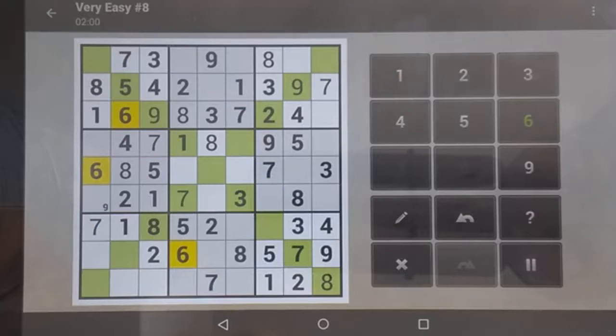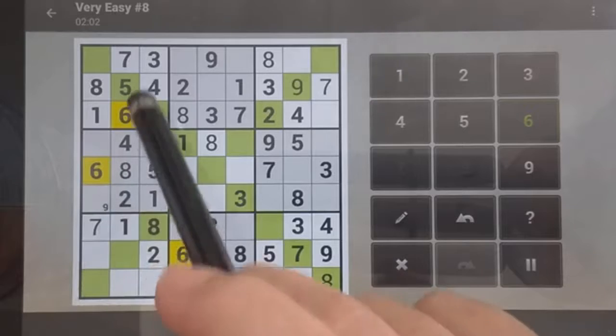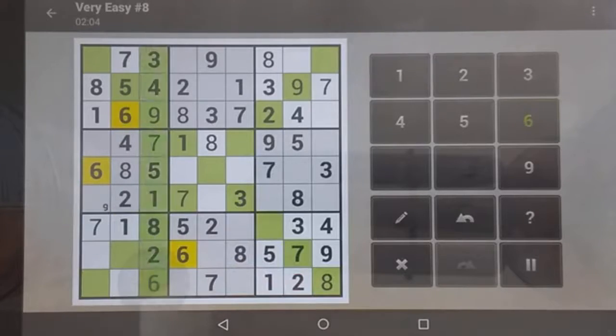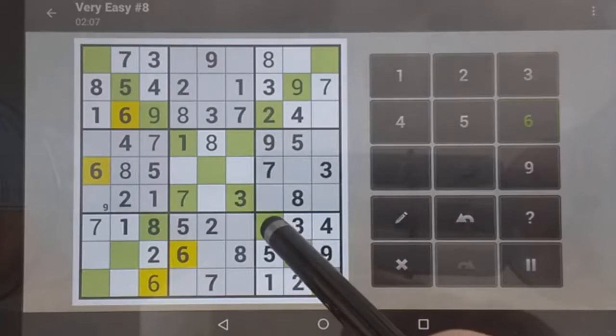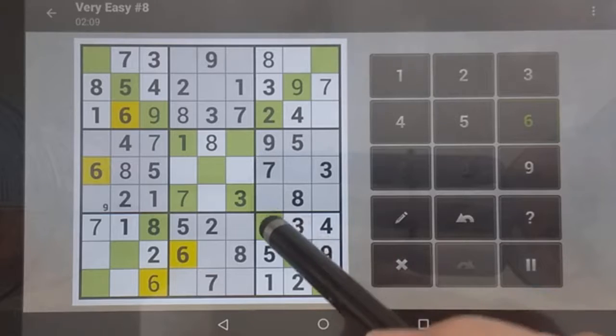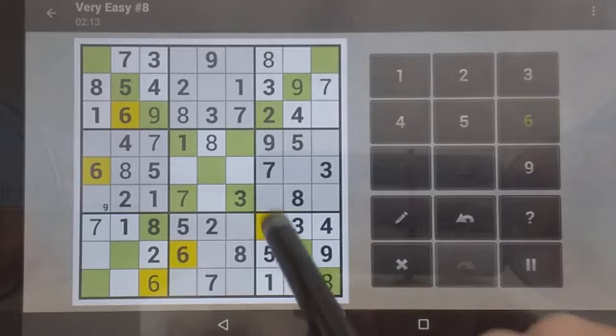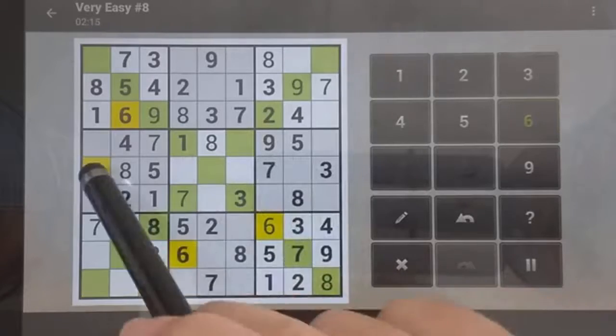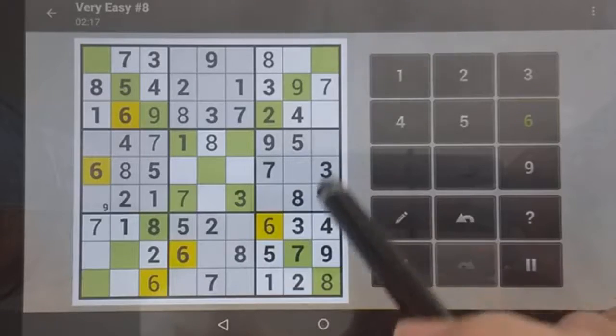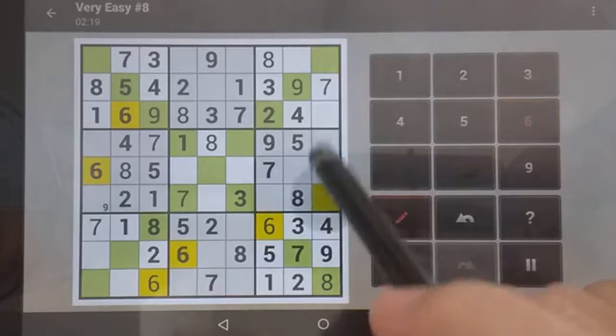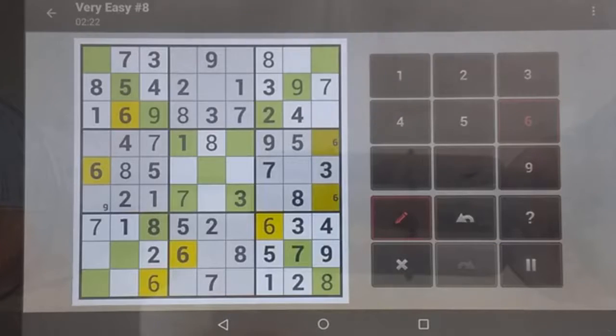On to the 6s. We have these 2 columns are blocked, so there's the 6. This is the only space left, and it still needs a 6, so that must be it. This blocks that, and this one blocks that, so we know that this 6 has to be in this column. Don't know which one, so we'll just make a note on that.